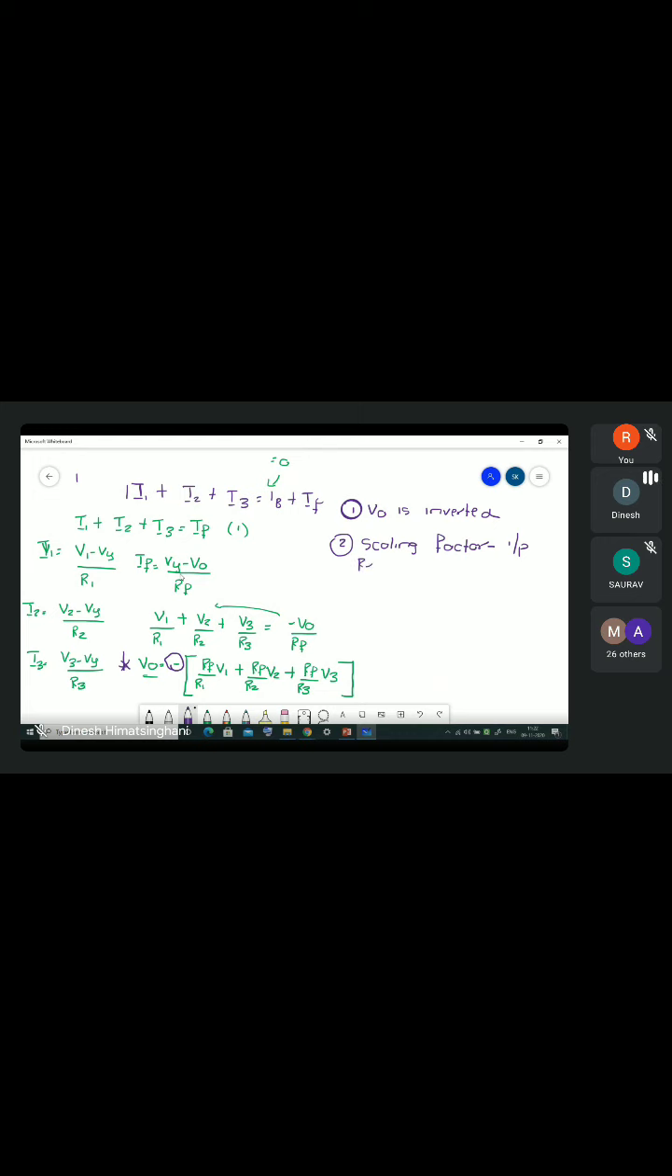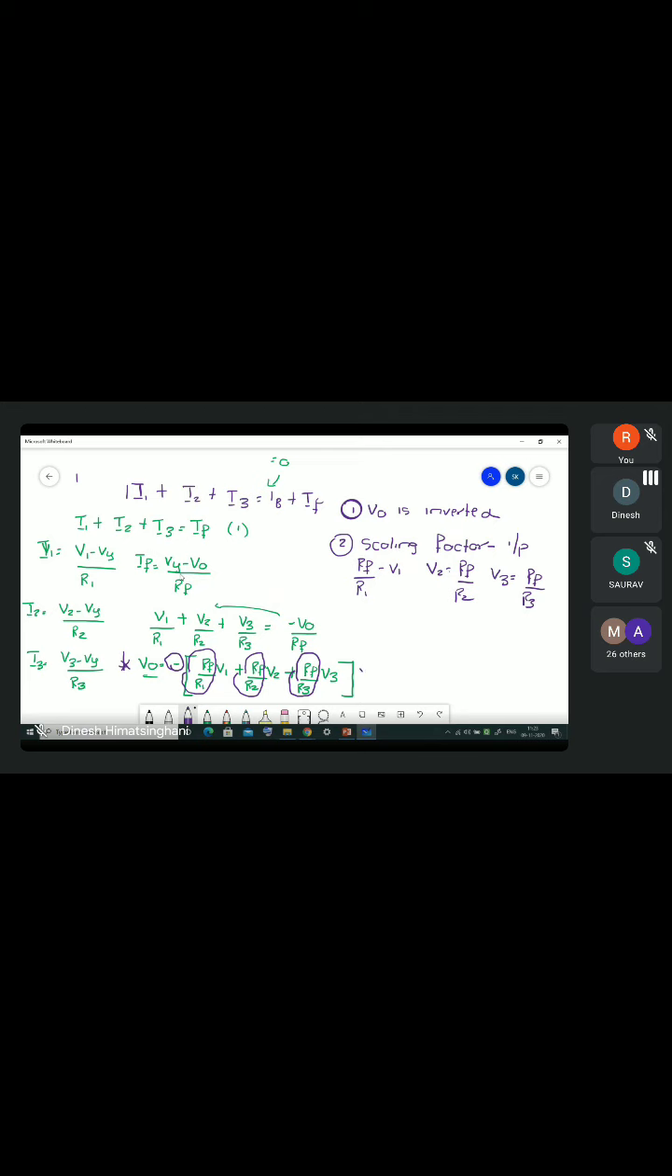What is the scaling factor for V1? It's RF upon R1. What is the scaling factor for V2? It is RF upon R2. What is the scaling factor for V3? It is RF upon R3. So these are the factors by which each of the voltages is amplified. V1 is amplified by RF upon R1. V2 is amplified by RF upon R2. V3 is amplified by the factor RF upon R3.